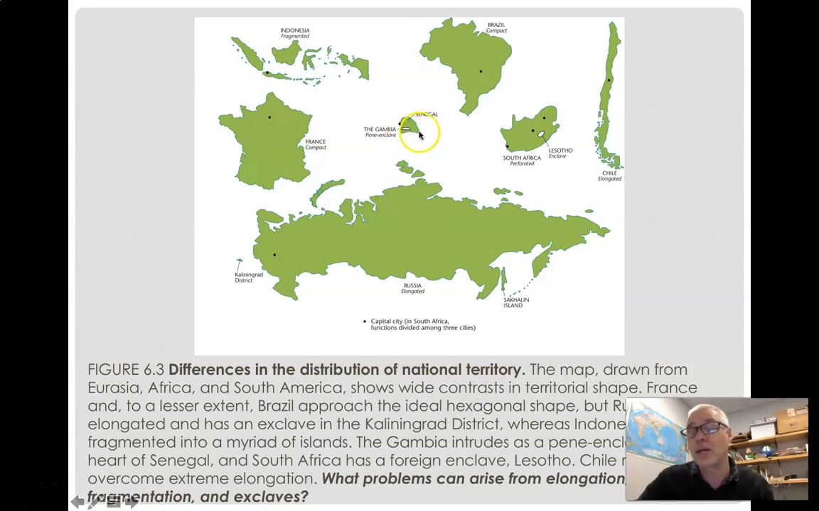And there have been independence movements and other things in this area called the Casamance region down here, because they don't feel themselves to be particularly connected to the rest of Senegal. And so that's one of the problems with things like enclaves and elongations, is that sometimes you get separatism or irredentism because some of the areas that are far from the capital don't necessarily feel like they're really part of that state.